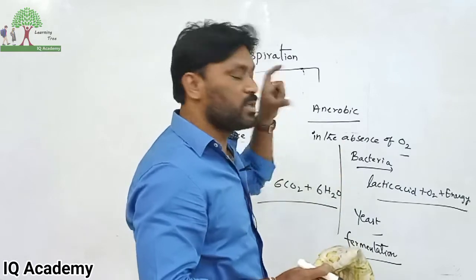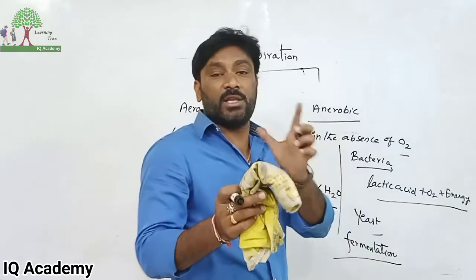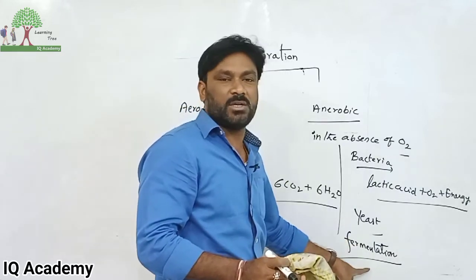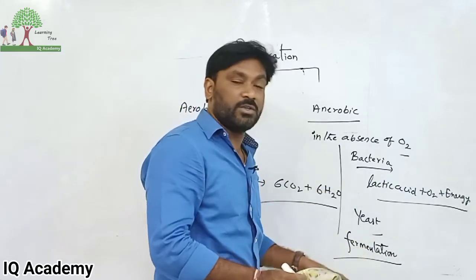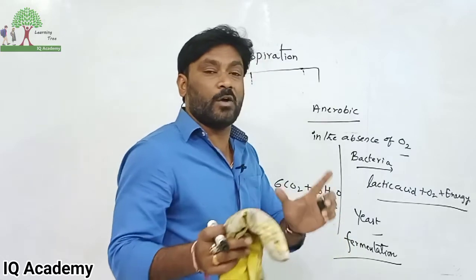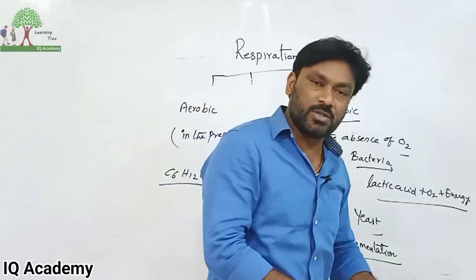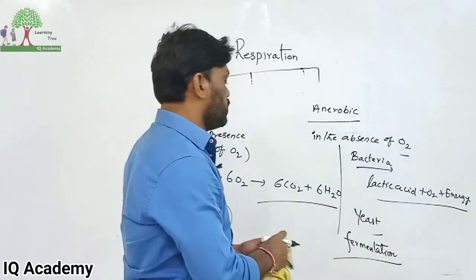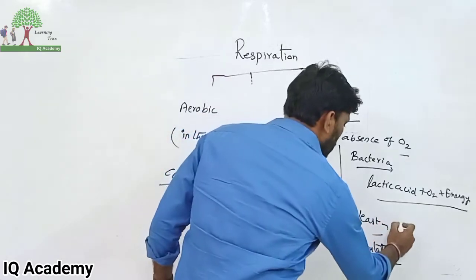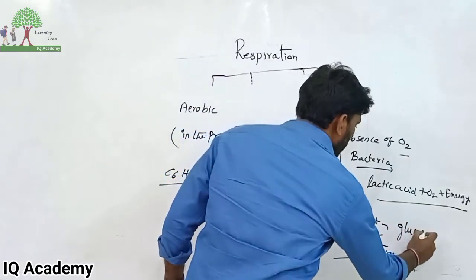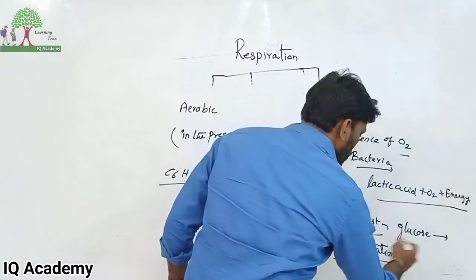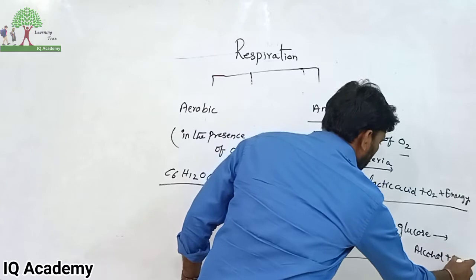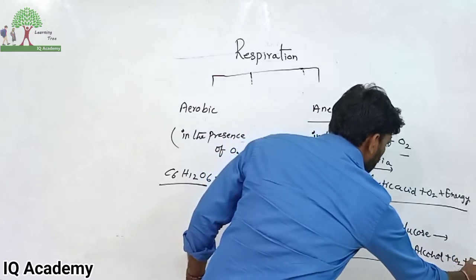And take an example of yeast. The respiration done by the yeast cells in the absence of oxygen is called fermentation. This method, up to now, is used in the preparation of alcoholic beverages. Now also the same method is used to prepare alcoholic beverages. How the yeast, in the absence of oxygen, changes glucose into alcohol and carbon dioxide and some energy is released.